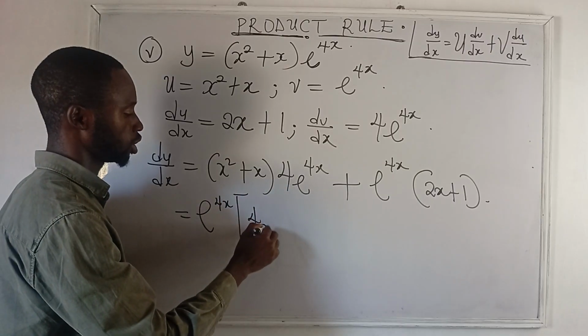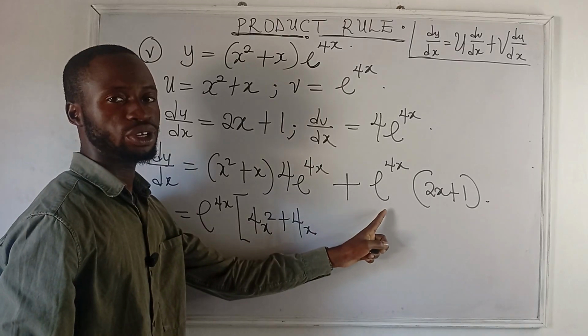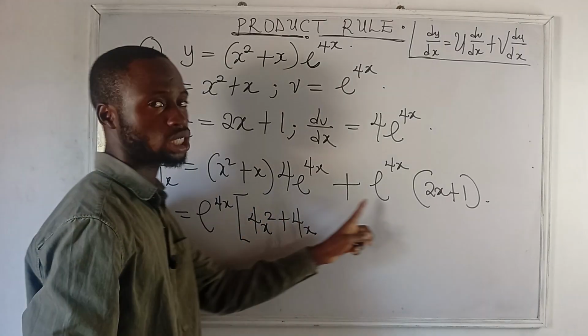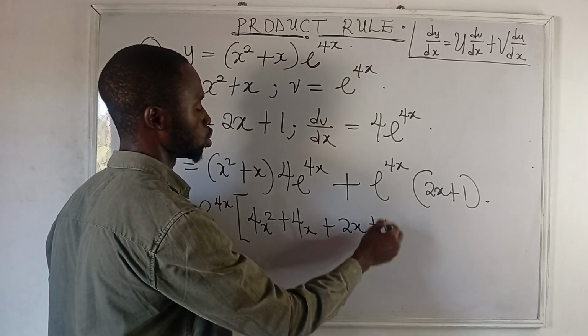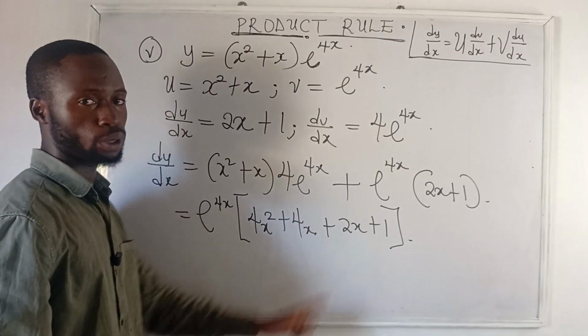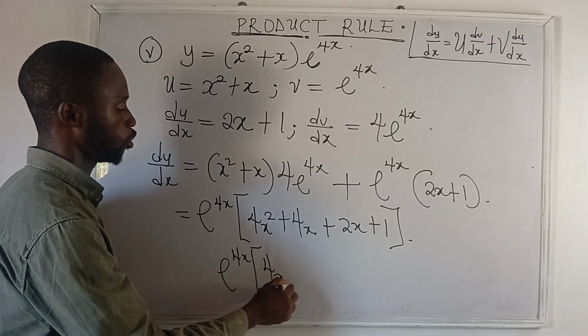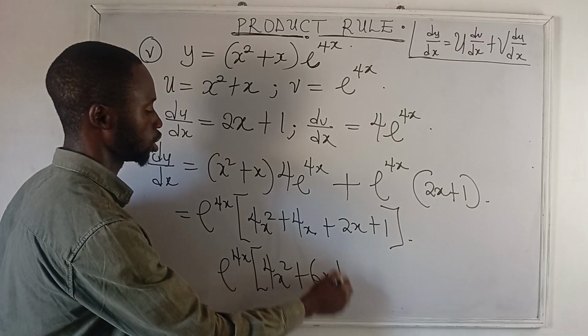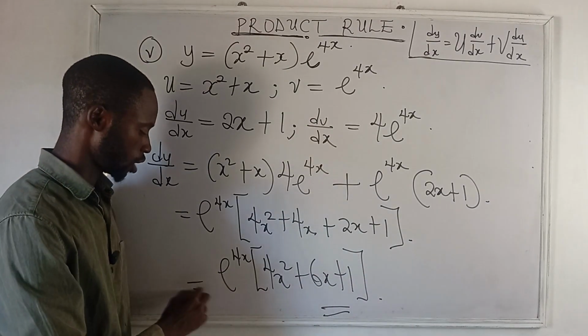So if I open the bracket, that will be 4x squared plus 4x. Then if I remove e raised to the power of 4x outside already for this other side, plus we'll have to open this bracket to still give us what? 2x plus 1. So finally, 4x plus 2x is the last thing that we need to solve. We have 4x squared plus 6x plus 1 as our final answer.